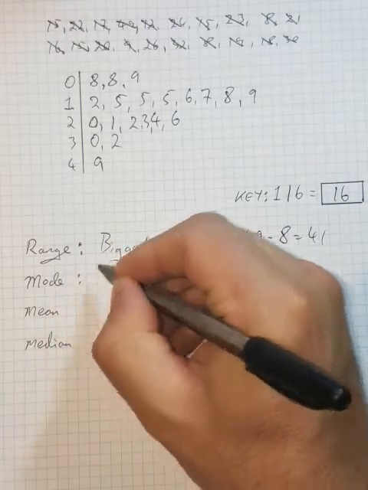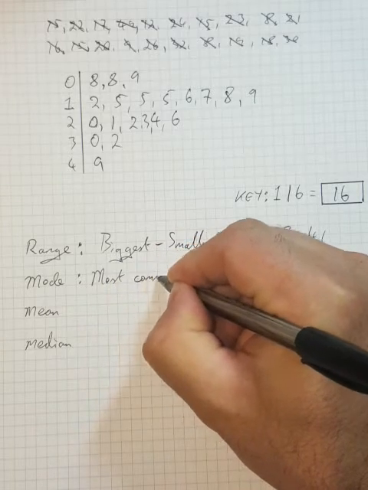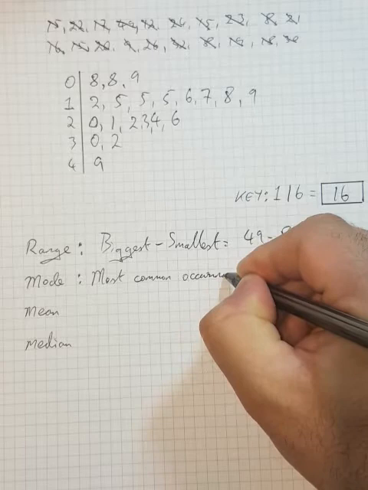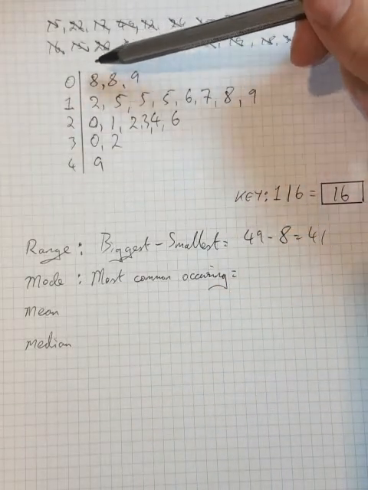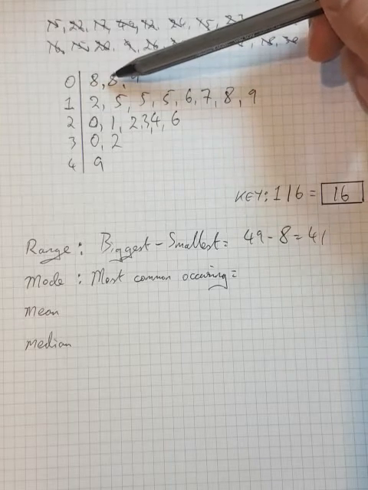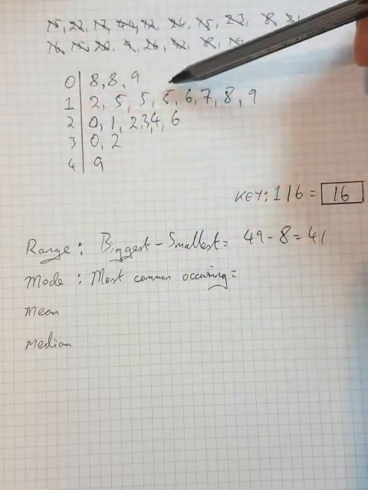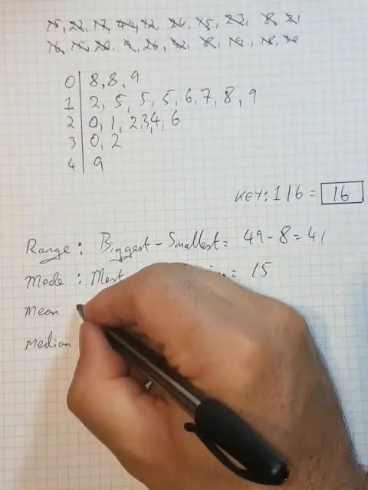Okay? Mode is your most common occurring. Okay, so which number appears the most? We have 2 8s, okay, but we have 3 15s, 1, 2, 3 15s. I don't see any more. Yeah, so 15 is the mode.